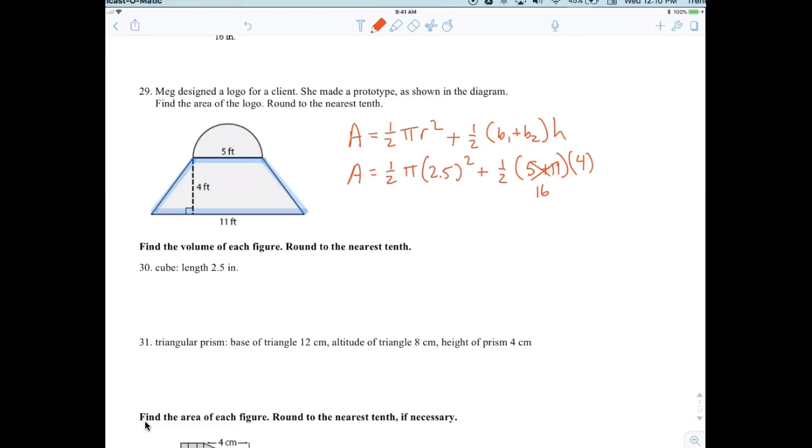Anybody else get 41.8? Yeah, 41.8. So my area is 41.8 square feet. You okay with that? All right, let's go to 31.